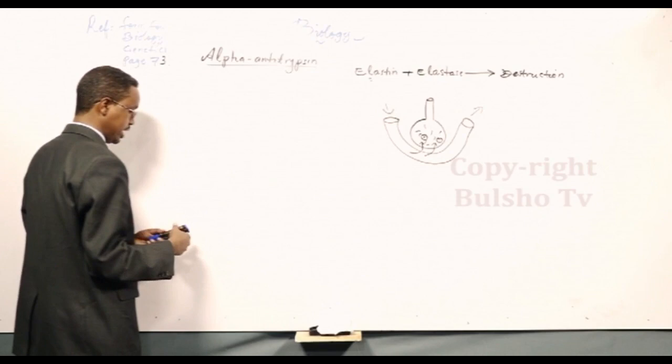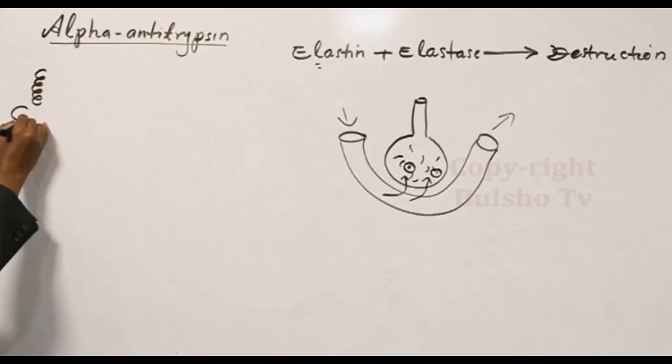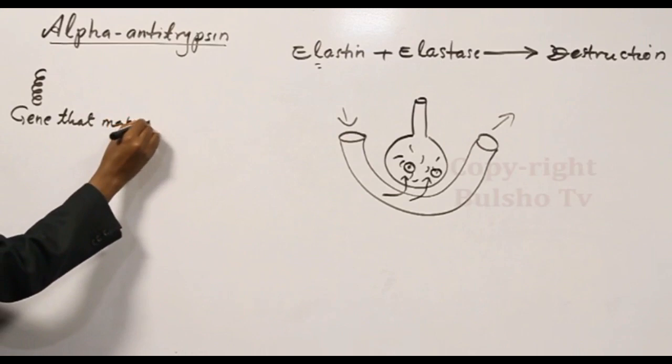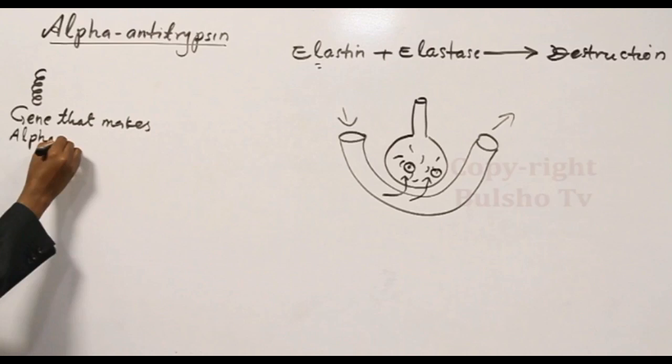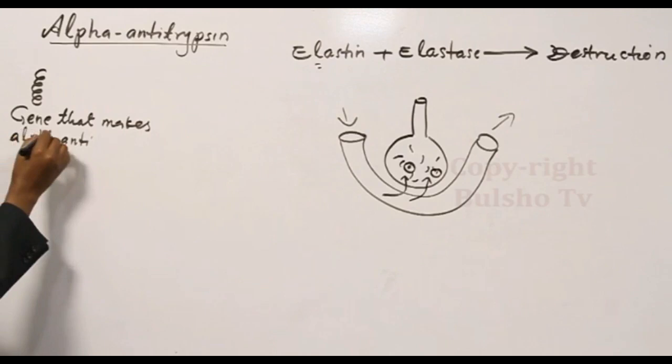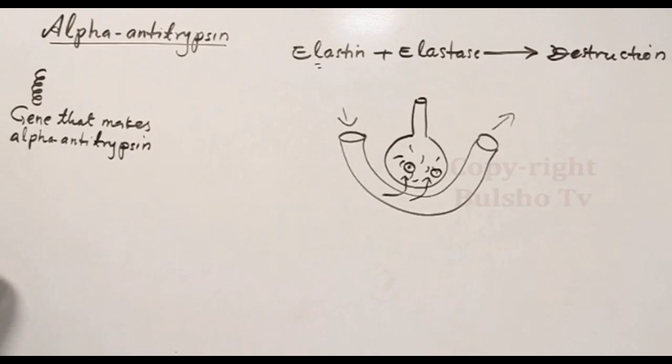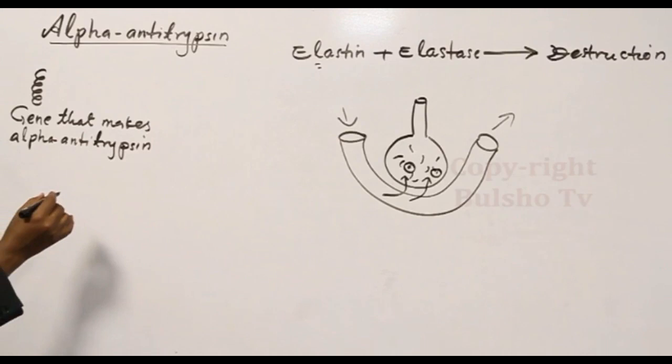Suppose this is a chain that makes alpha antitrypsin. We have to insert this chain into the milk producing cells of the sheep.